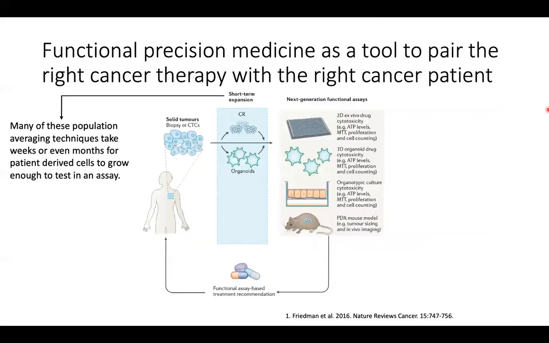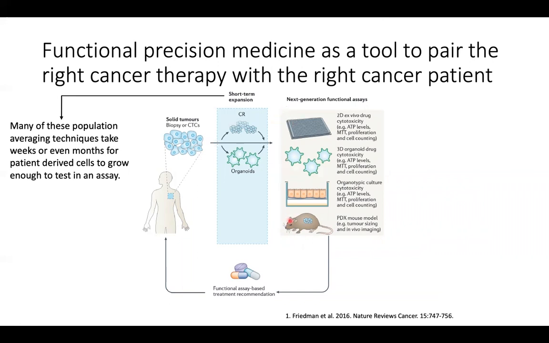The workflow for these functional precision medicine techniques often starts with the biopsy of a patient's tumor. This is usually done to validate malignancy. However, biopsied cells can also be expanded to be used for one of these functional assays. Sometimes this expansion can take weeks or months, which is a long time when trying to obtain results for a time-sensitive disease such as cancer.